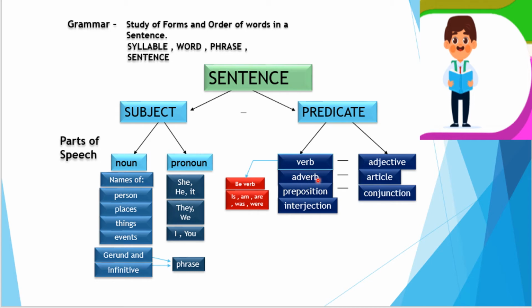How about adverb? Adverb also describes a verb or an adjective. Example is she sings gracefully. Gracefully is an adverb that describes the verb sings. How about preposition? Prepositions are words that relate a noun to another noun in the sentence. Example is in, on, under, over, over the mountain, under the table.